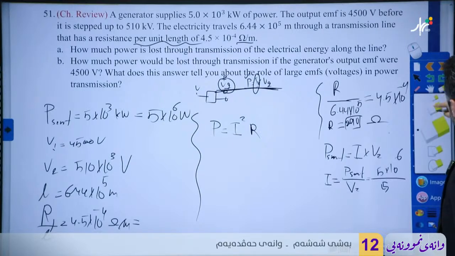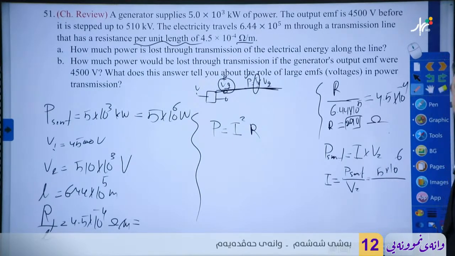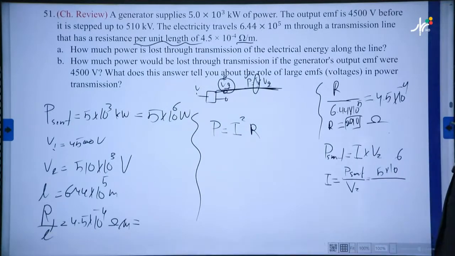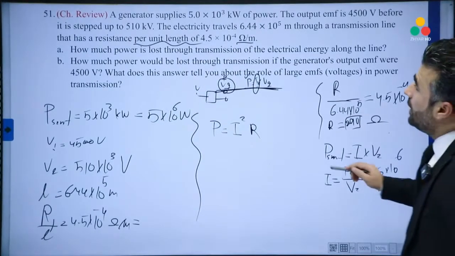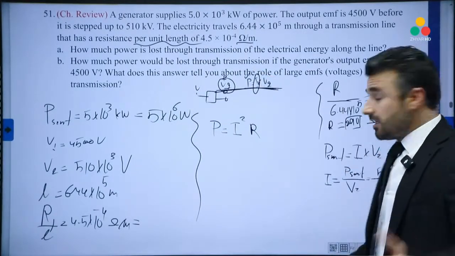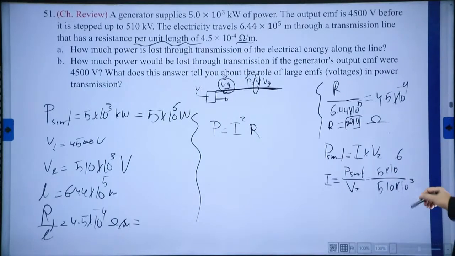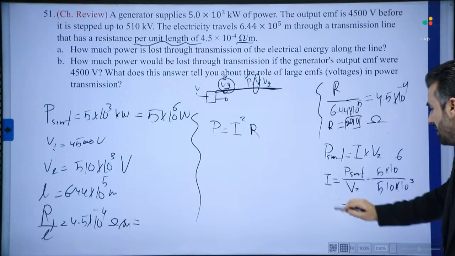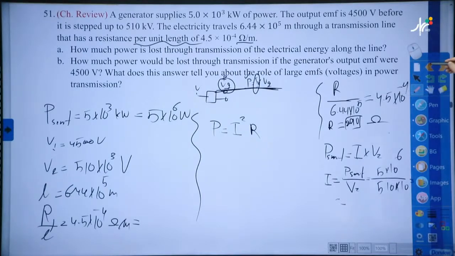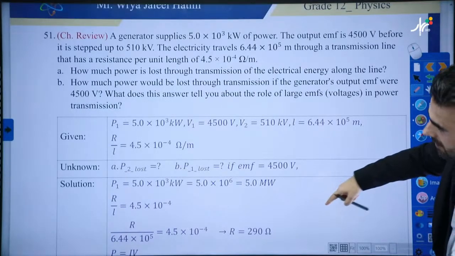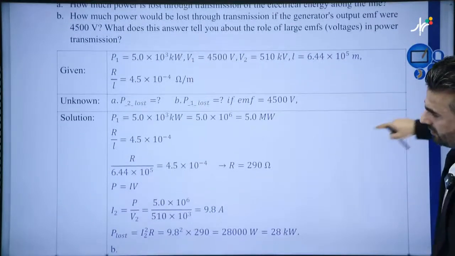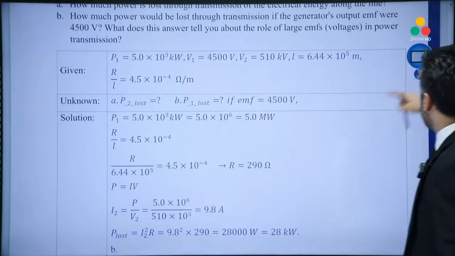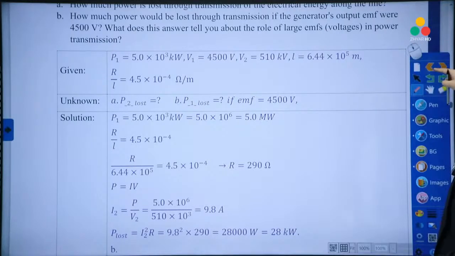So 5, we can say 510. Okay, so 510 times 10 to the power, remember, it is 510 kilovolts, so kilo is 10 to the power 3. So you do the math, of course, you will be able to find the current here. And to save some time, I'll just tell you what the current is. The current that we have is 9.8 amperes.